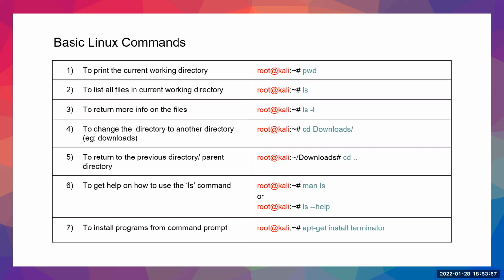And then if you want to get help on how to use certain commands, you just do ls --help, or you can do the other version, which is man ls. And then to install programs on the command prompt, you just do apt-get install terminator. That is if you want to install Terminator, but it's already pre-installed on the machine for us.